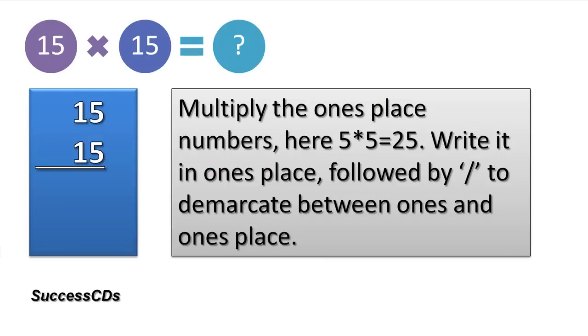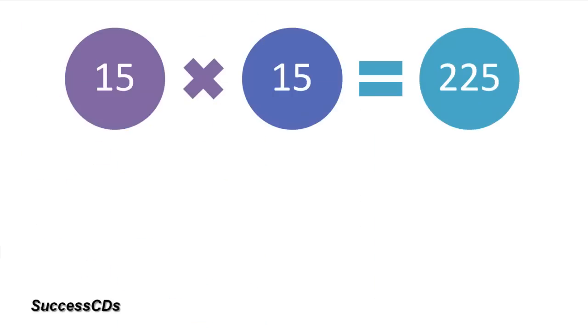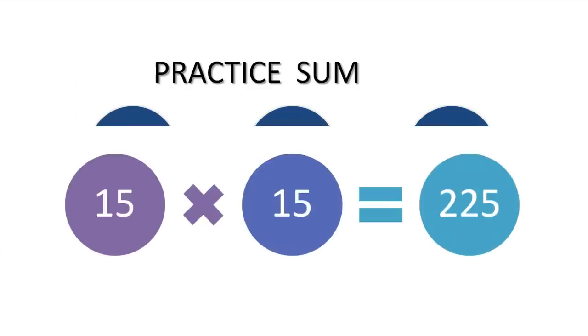Another example where the number is ending in 5, you have to find the square of 15. Similarly, now we will multiply the ones place numbers. Here 5 multiplied by 5 gives us 25. We will write it in the ones place, follow it by a slash. The next step is we will multiply 1, that is the tens place number, with the next number on the number line, that is 2. 1 multiplied by 2 gives us 2. So the answer, the square of 15 is 225.